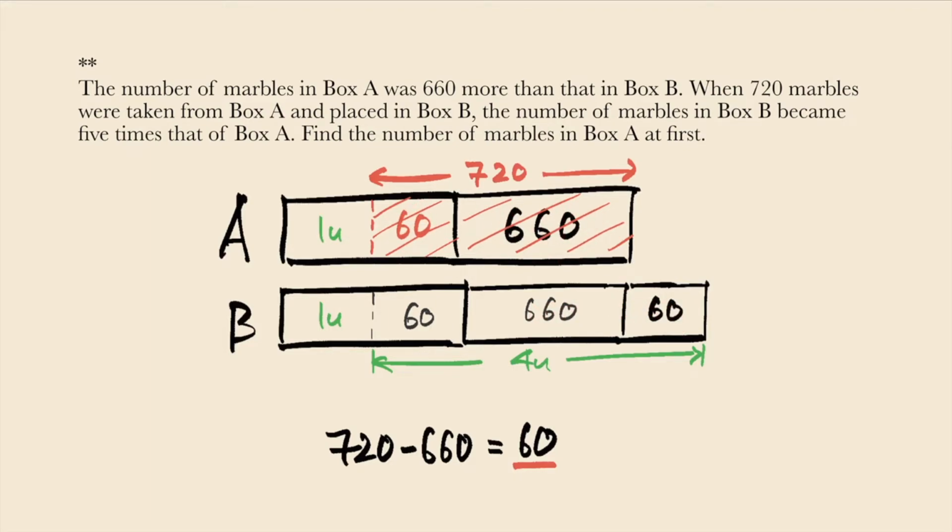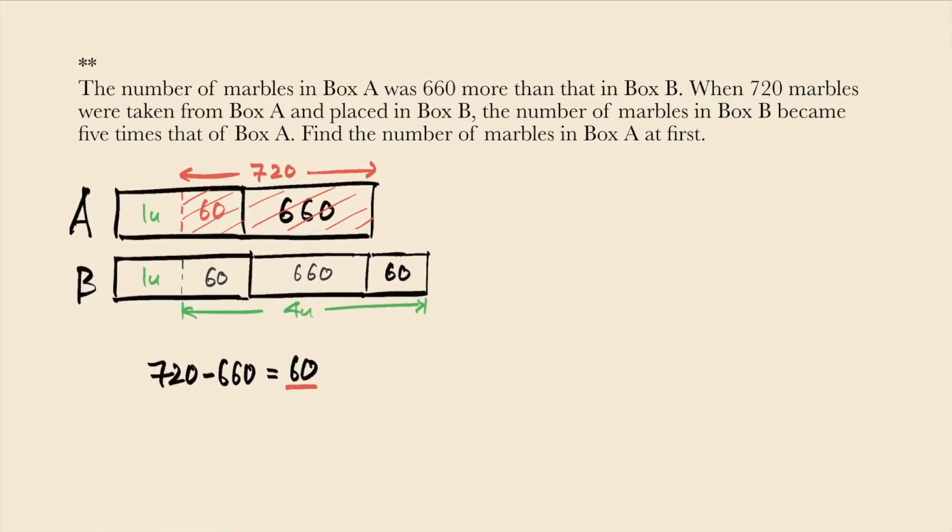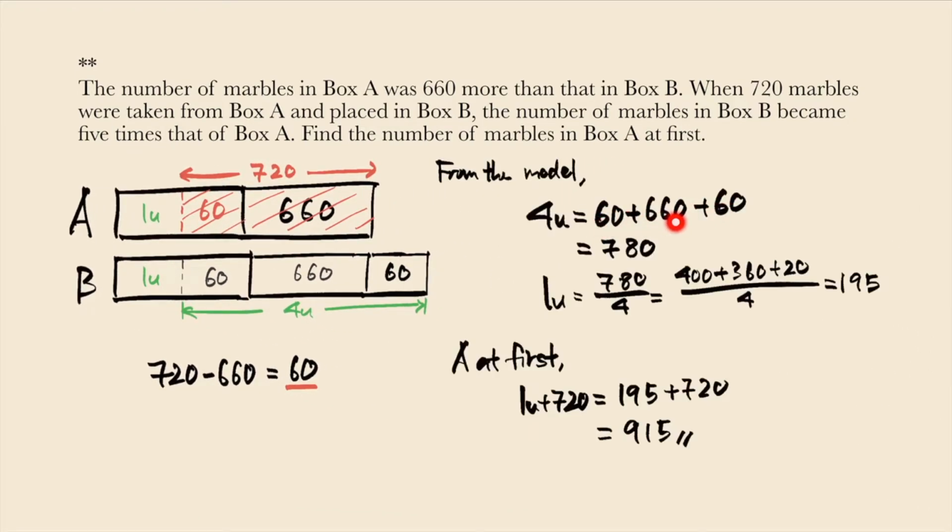720 is being added here. The end result is B 5 times, which means we've got 1U, 4 units. Showing here that B had 5 times, 5 units. So the 4 units must represent 2 60s and a 660. 1U, we're going to divide by 4. That's 195. A at first would be 1 unit and the 720. So 1 unit plus 720, that is 915 marbles in A at first.